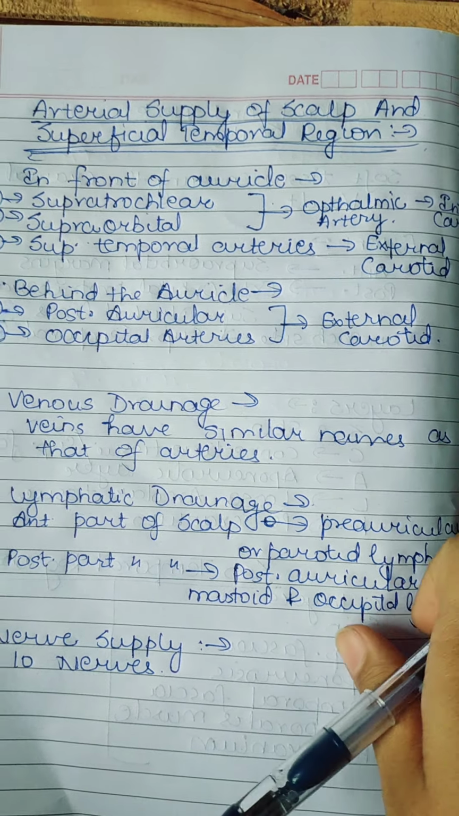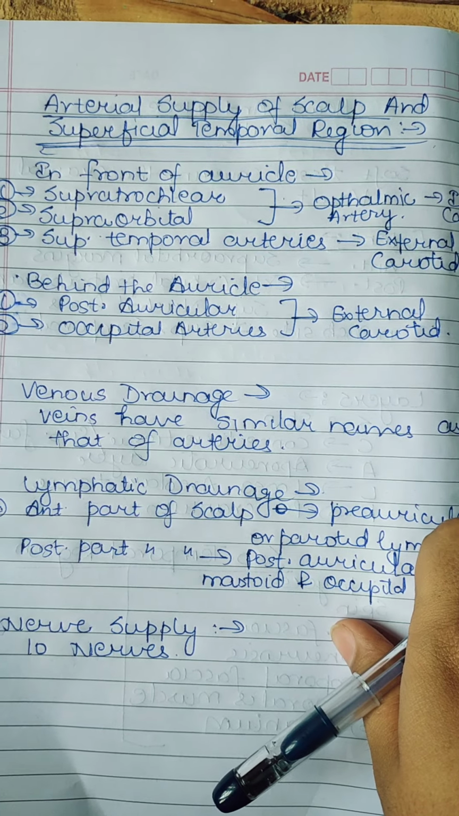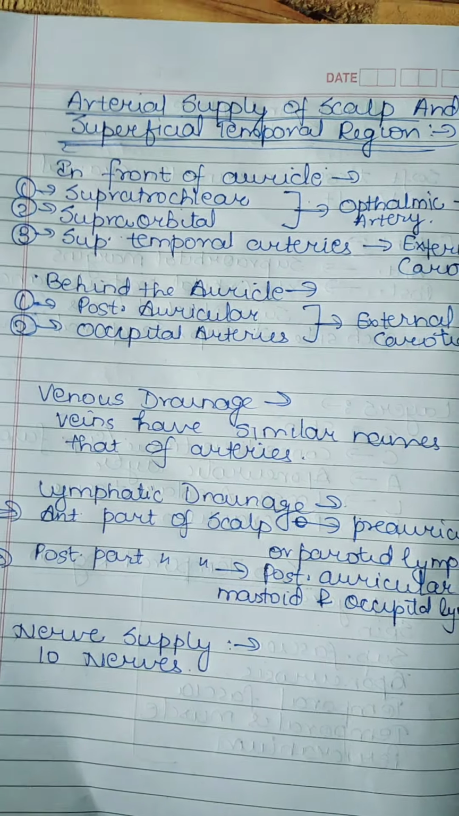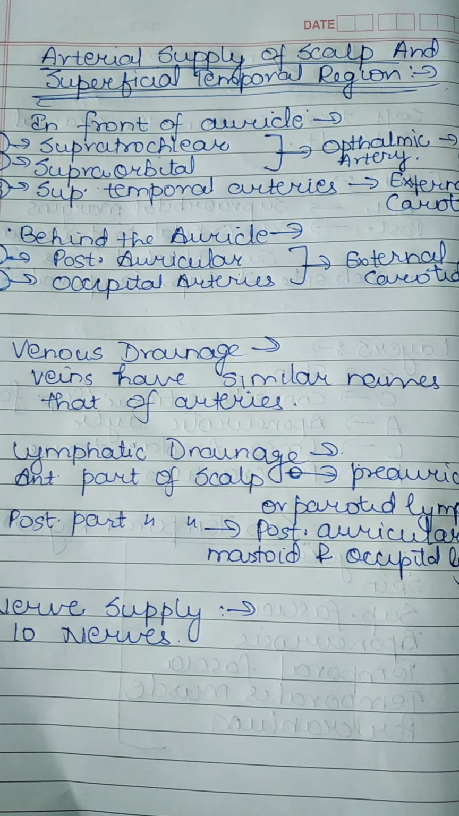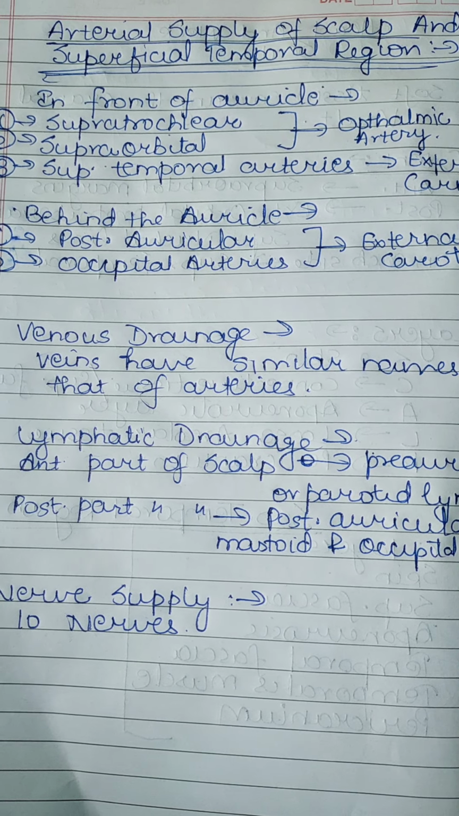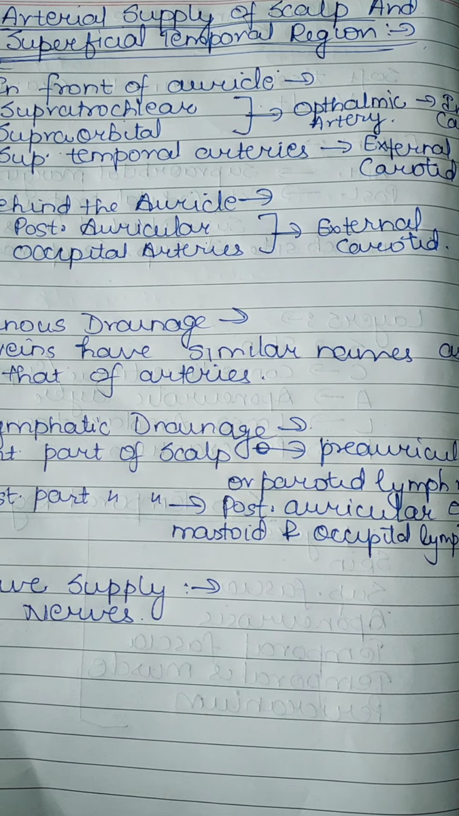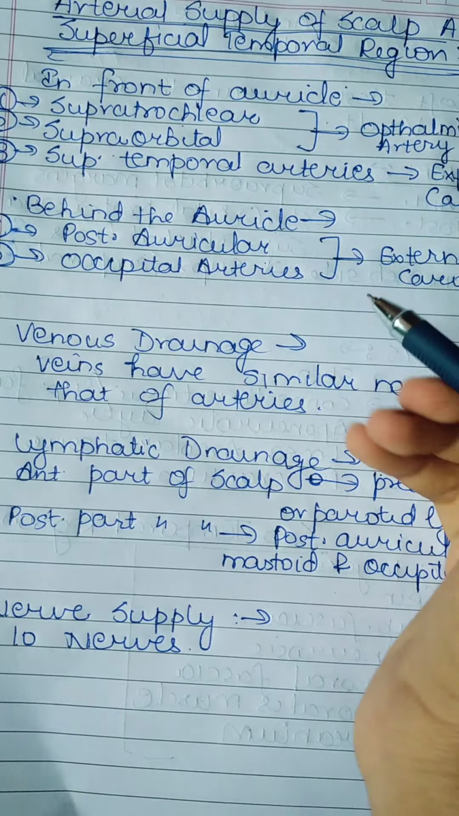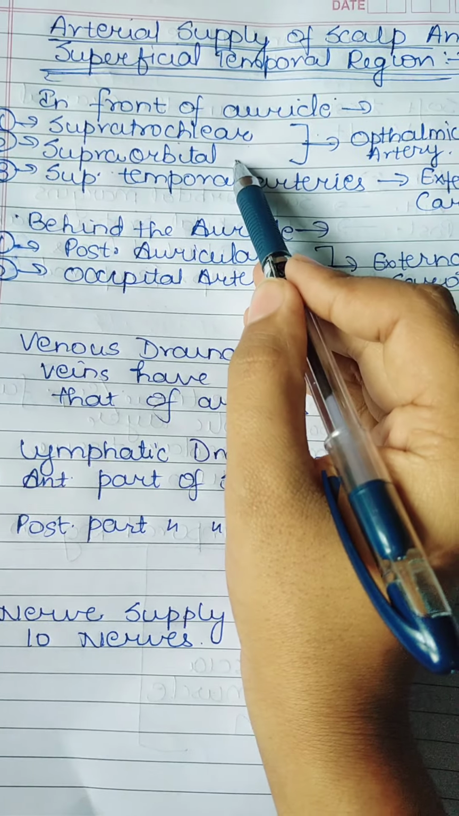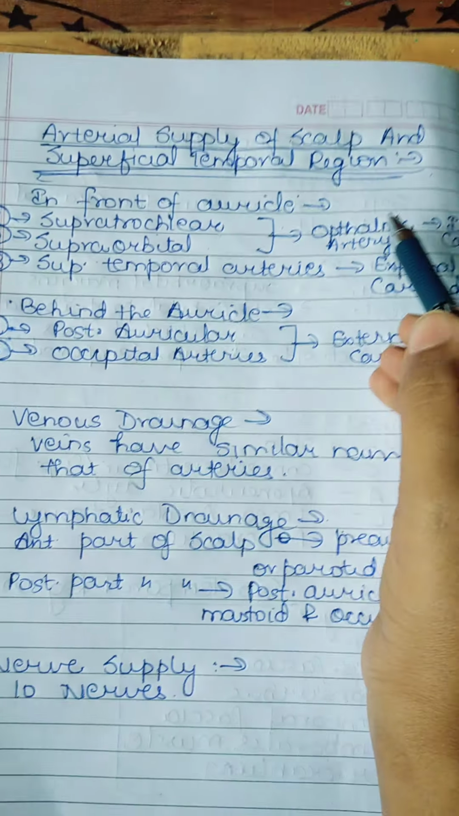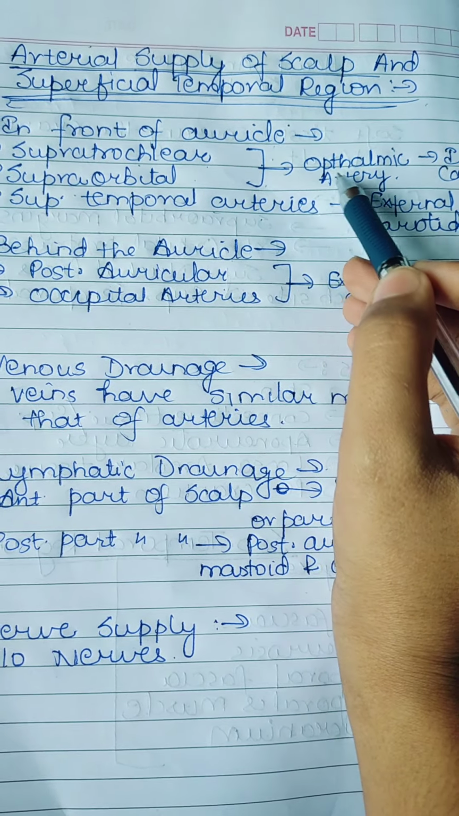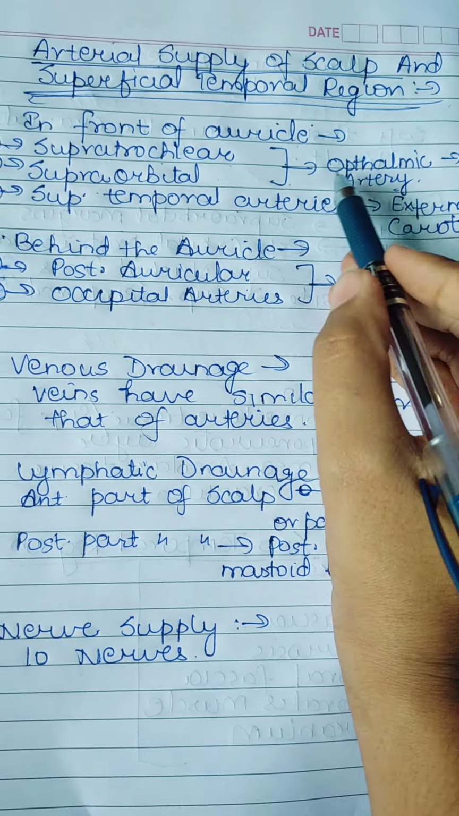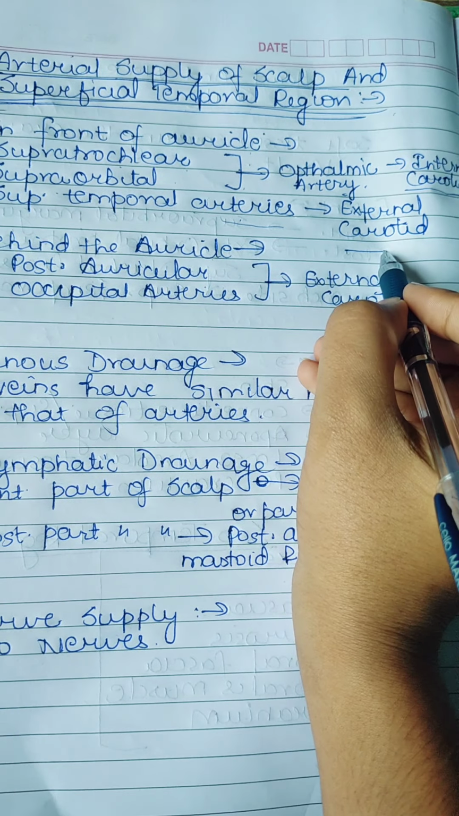Now we come to arterial supply of scalp and superficial temporal region. So it is divided into two parts, in front of auricle and behind the auricle. Okay, so basically the arterial supply of the scalp is from external and internal carotid. So let us see, in front of auricle there is supratrochlear and supraorbital and superficial temporal arteries. The first two, supratrochlear and supraorbital, are branches of ophthalmic artery, which in turn is a branch of internal carotid. Okay, and superficial temporal artery is branch of external carotid.